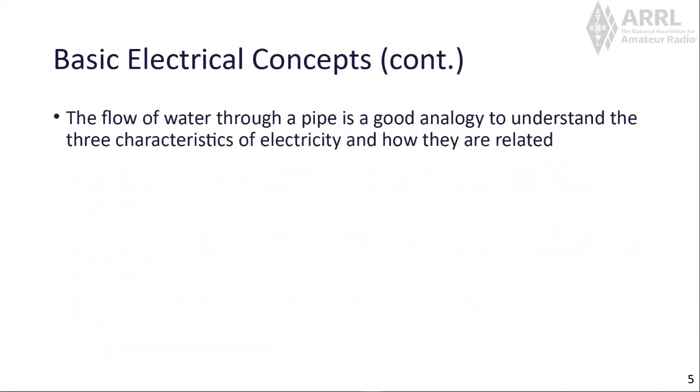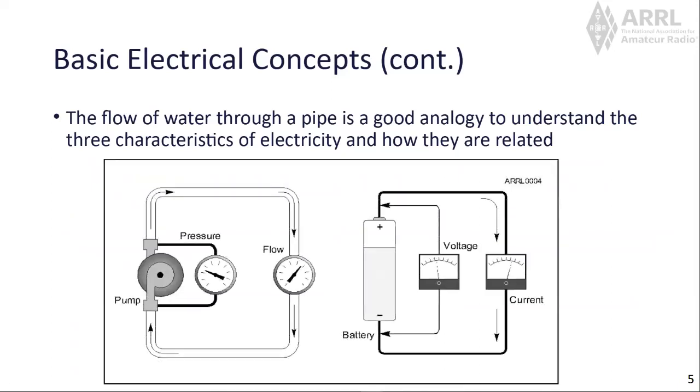The flow of water through a pipe is a good analogy to understand the three characteristics of electricity and how they are related. Okay, diagram on the left, you have a pump, with a pressure gauge showing you how much pressure the pump is putting out. The current, or water, is carried inside the pipe or tubing. You have a flow meter, which measures how much water is passing past that point in a given time.